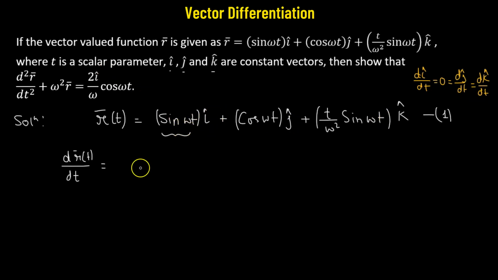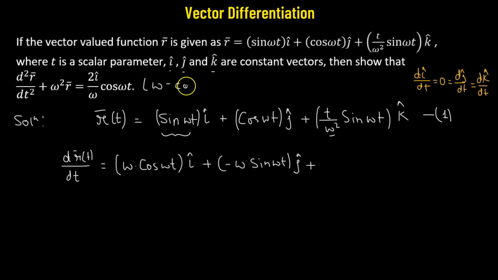The derivative of the sine function will be omega times cosine omega t. Here omega has come as a result of applying the chain rule, multiplied by i cap, plus the derivative of the cosine function will be negative omega sine omega t j cap, plus, so here we have been told that omega is a constant. I missed it out. So omega is a constant.